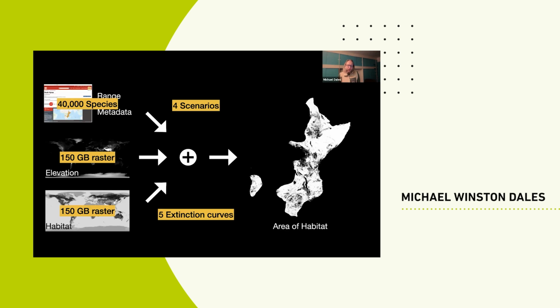The resolution of the maps they're using is 100 meters per pixel at the equator. So they take about 150 gigabytes per layer, and that's 3 layers. So that's almost half a terabyte of data just to do one species. And then that 40,000 gets multiplied by 4 different scenarios and 5 different extinction curves. So you're ending up generating an awful lot of compute time here.